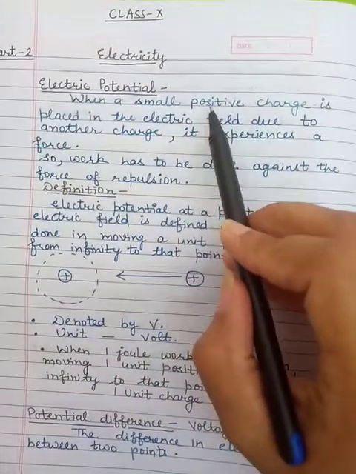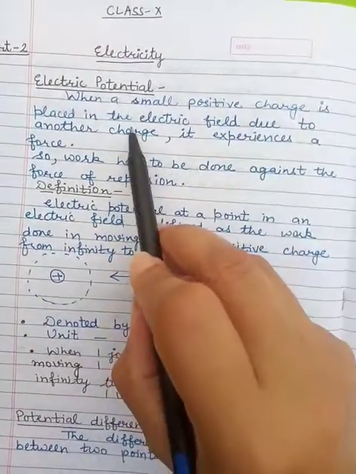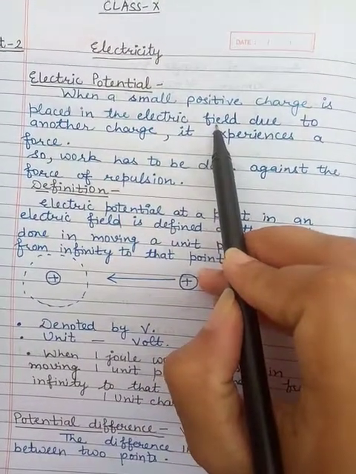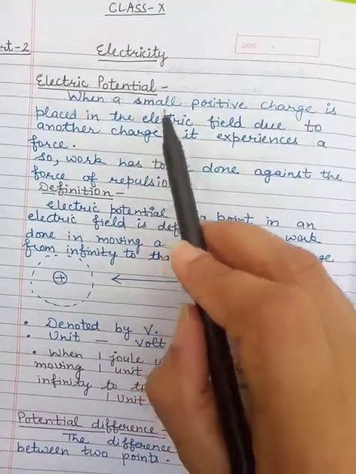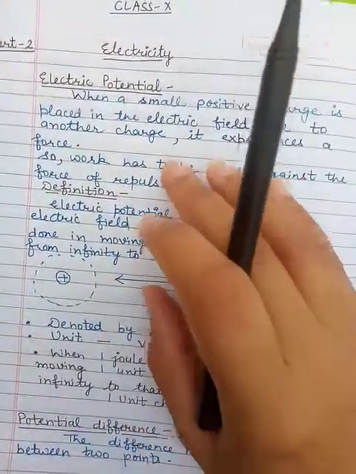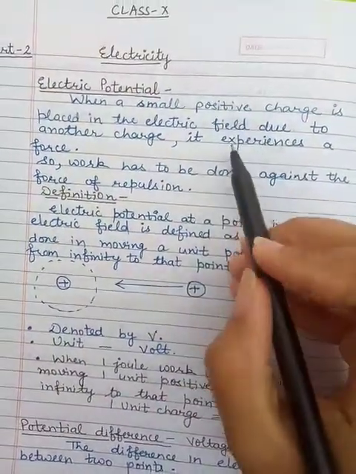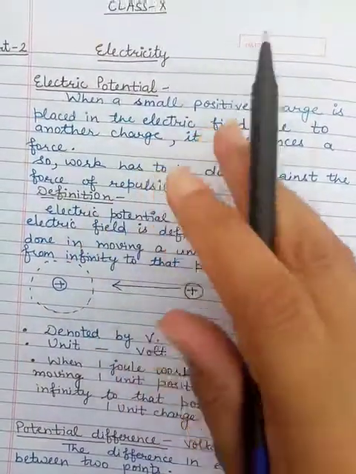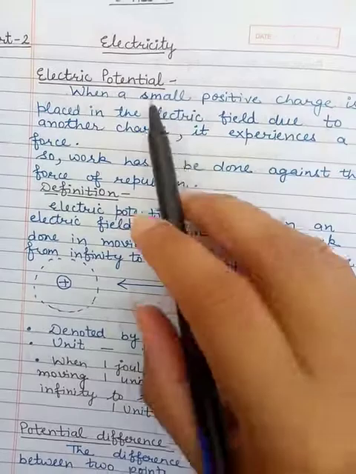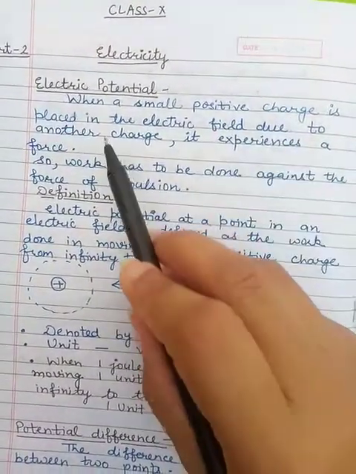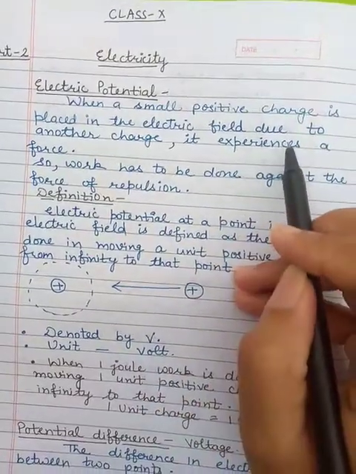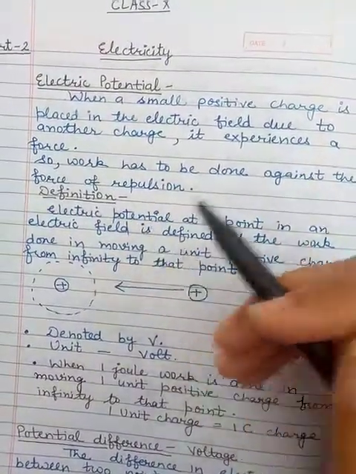Suppose we have a small positive charge which is placed in an electric field, and there is one more charge of equal magnitude which is present in that electric field. So both the charges will experience a force on each other. When a small positive charge is placed in an electric field due to another charge, it experiences a force.